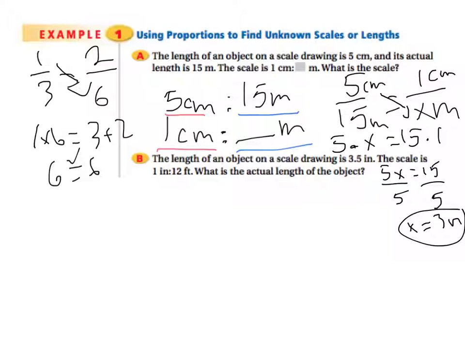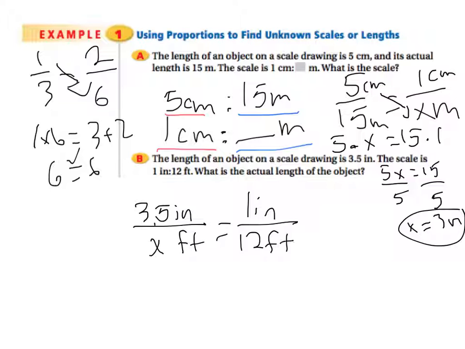For the second one, we have the length of an object on a scale drawing is 3.5 inches. The scale is 1 inch to 12 feet. What is the length of the actual object? So we have an object that's 3.5 inches over x amount of feet, and that's equal to 1 inch over 12 feet. So again, we're going to do cross product.